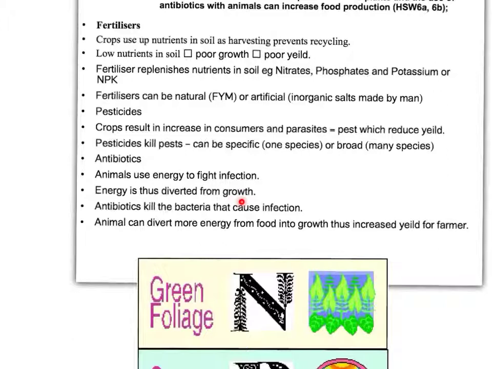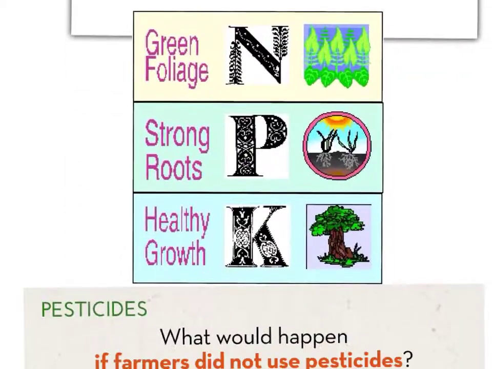It also can kill bacteria in the animal's gut, which could otherwise utilize some of the food that we feed it. As a result, the animal absorbs more food from its gut, because there aren't microorganisms, bacteria feeding on that food in its gut. So that can have a dramatic effect.